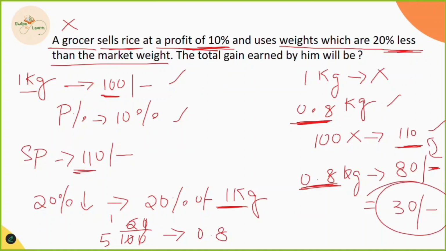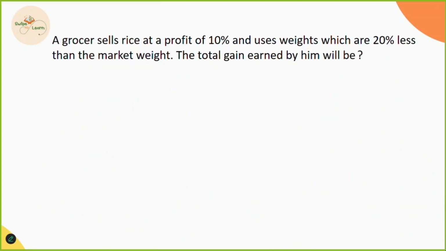So he is making 30 rupees profit, and the total gain earned by him will be, now we'll calculate the profit percentage. This is the profit in rupees, and that profit in percentage will be calculated right here. So the profit he is earning is 30 and the profit percent is 30 divided by CP. CP means he should sell for 80 rupees, but he is selling for 110 rupees.